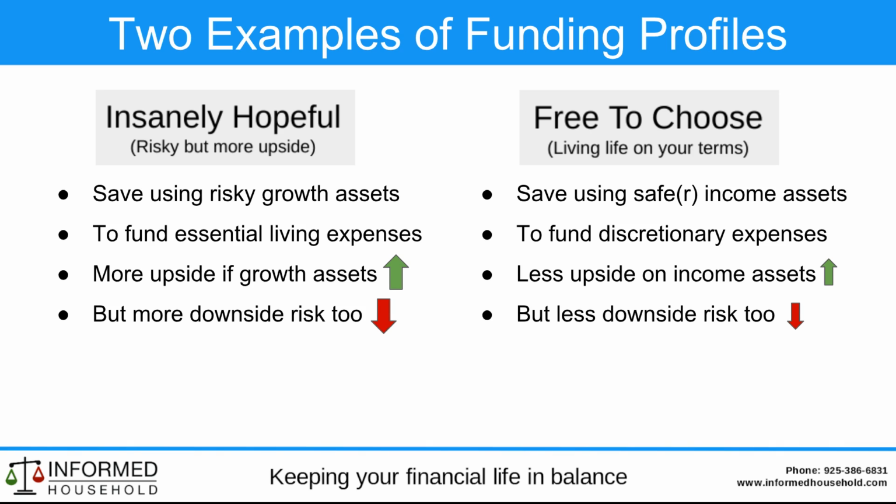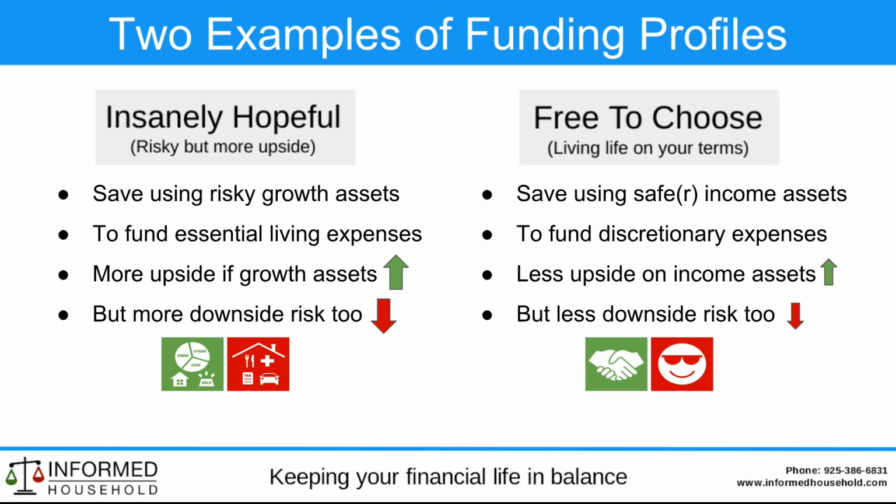So throughout the Informed Household website, you're going to see these icons that identify these various profiles. For the Insanely Hopeful folks, it's the green investing icon, and red if you want to see essential expenses. For the Free to Choose, it's more what we call the social capital, which is the guaranteed income type stuff, and then the red smiley face is more the preference toward discretionary items that they want to spend on.